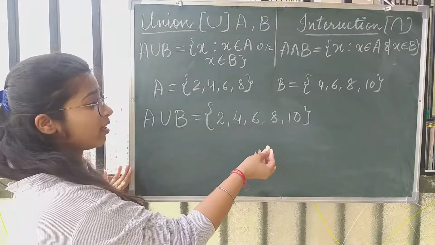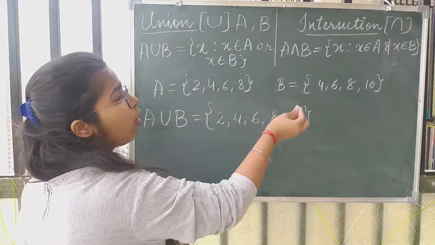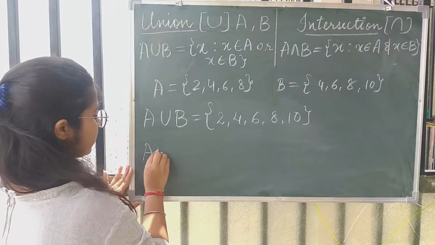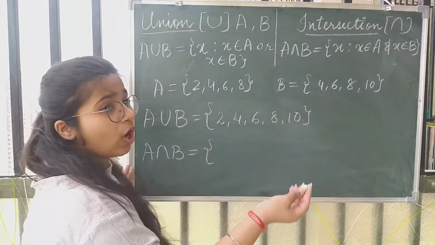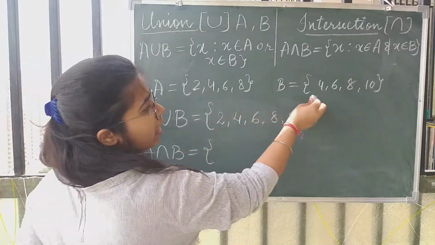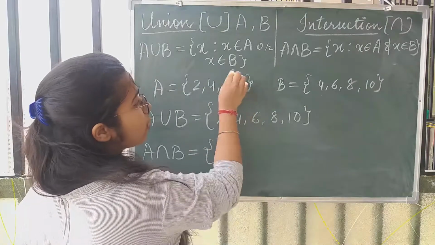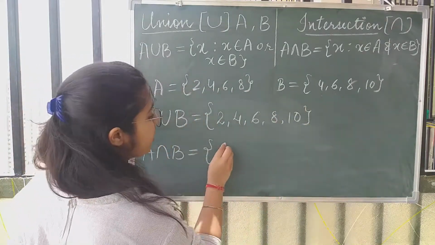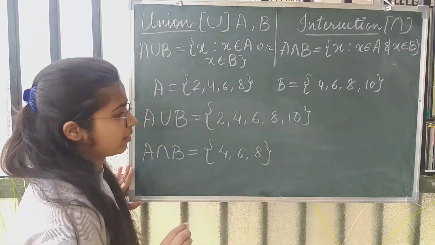और आप इसमें देख सकते हो कि इसमें जितने भी elements हैं, they either belong to A or they belong to B. Similarly, if you are told to write A intersection B, that would be जो इन दोनों में common है. 2 इसमें है, क्या 2 इसमें है? नहीं. But 4, 6, 8 are all belonging to A as well as to B. That means A intersection B would have 4, 6, 8.